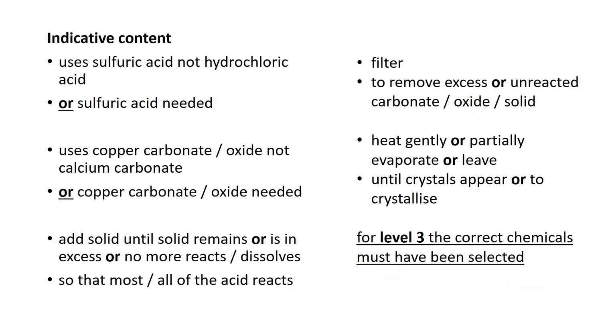Let's look at some indicative content. What could you write to get all 6 marks? You'd need to say that you would use sulfuric acid. After all, you're forming copper sulfate, not copper chloride. So you don't want to use hydrochloric acid. The student incorrectly identified hydrochloric acid. Or you could simply say that sulfuric acid is needed.